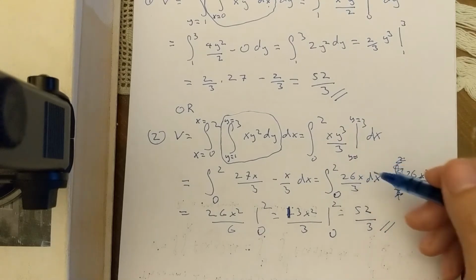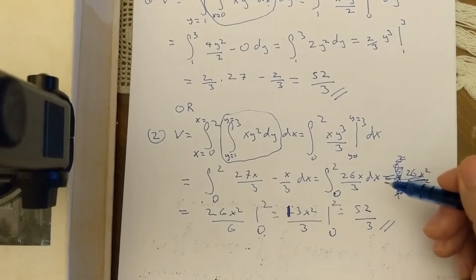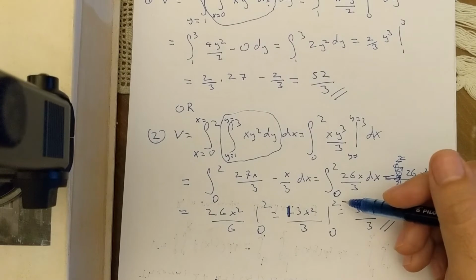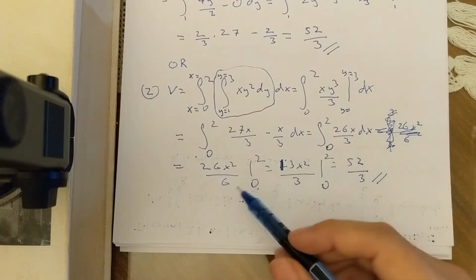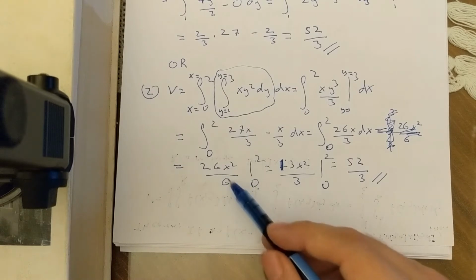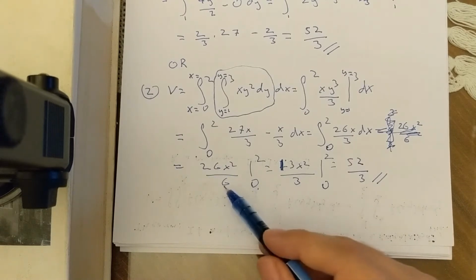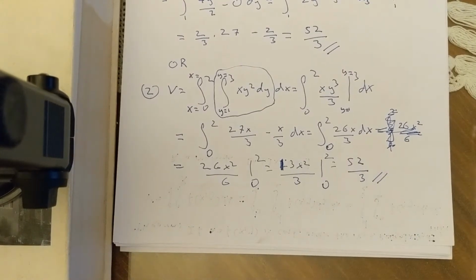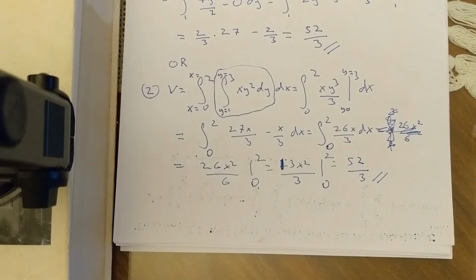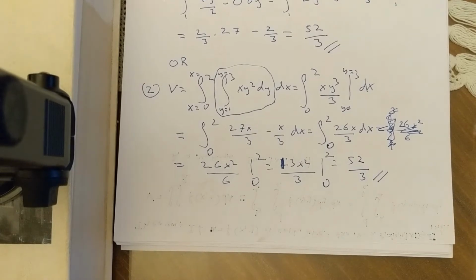So we get 26 over 3 x dx. X is going to be evaluated from 0 to 2. So integrate that. That's going to be x squared over 2. In other words, it's going to be 26 over 6. 3 times 2 is 6. Plug in 0 to 2, and you again get exactly the same answer, which was 52 over 3. Okay, so this is neat.